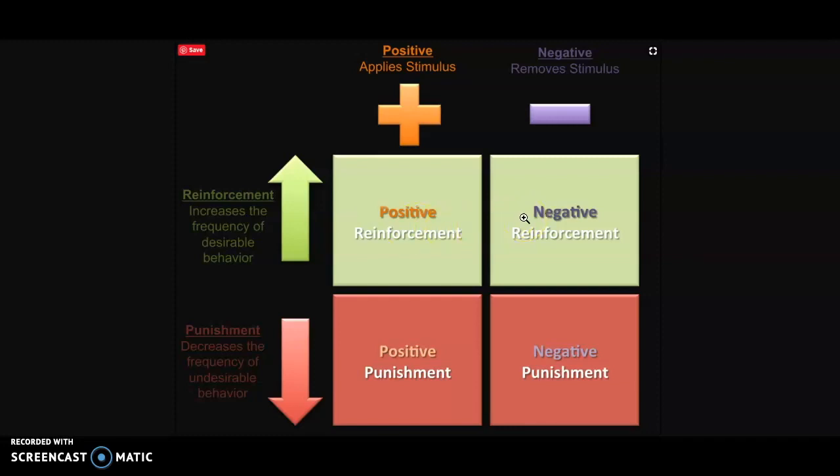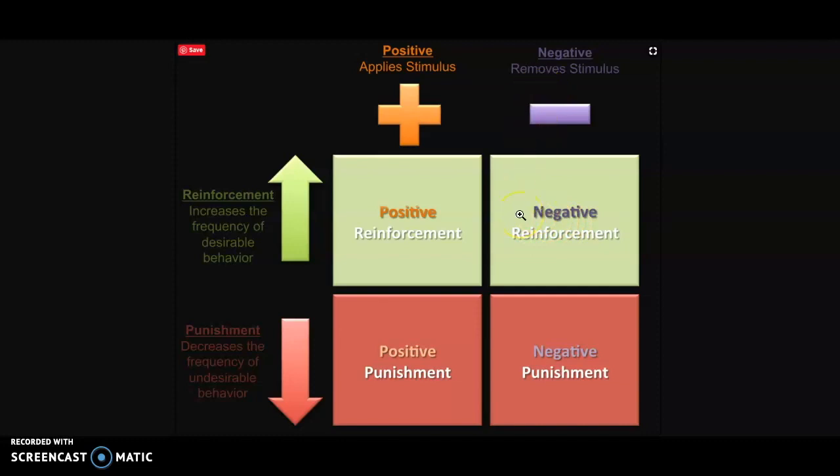Negative reinforcement is a little bit tricky, and it's often confused with punishment, but it is not, because remember, reinforcement increases the frequency that a desired behavior occurs. So what's the most common example here? Having a headache. In negative reinforcement, there's some type of aversive stimuli that you're trying to remove. That's where you get negative.